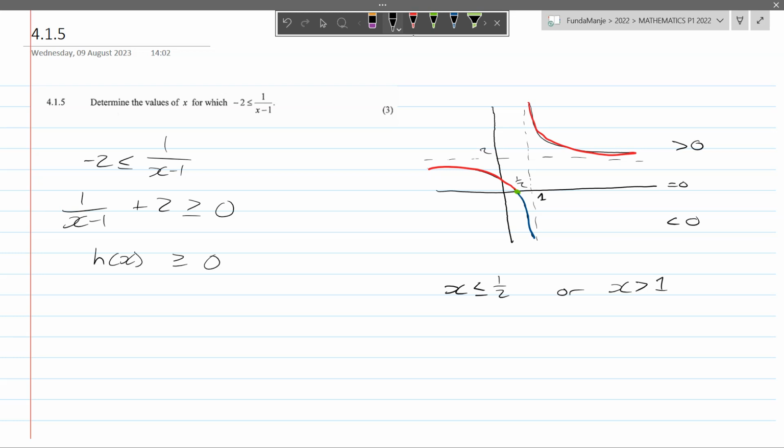And you could also write these regions as minus infinity to a half including, or from 1 to infinity. Notice I don't put the square brackets or the or equal to sign on the 1. This is because it comes from the asymptote, and the asymptote is a line that the graph will never cross.